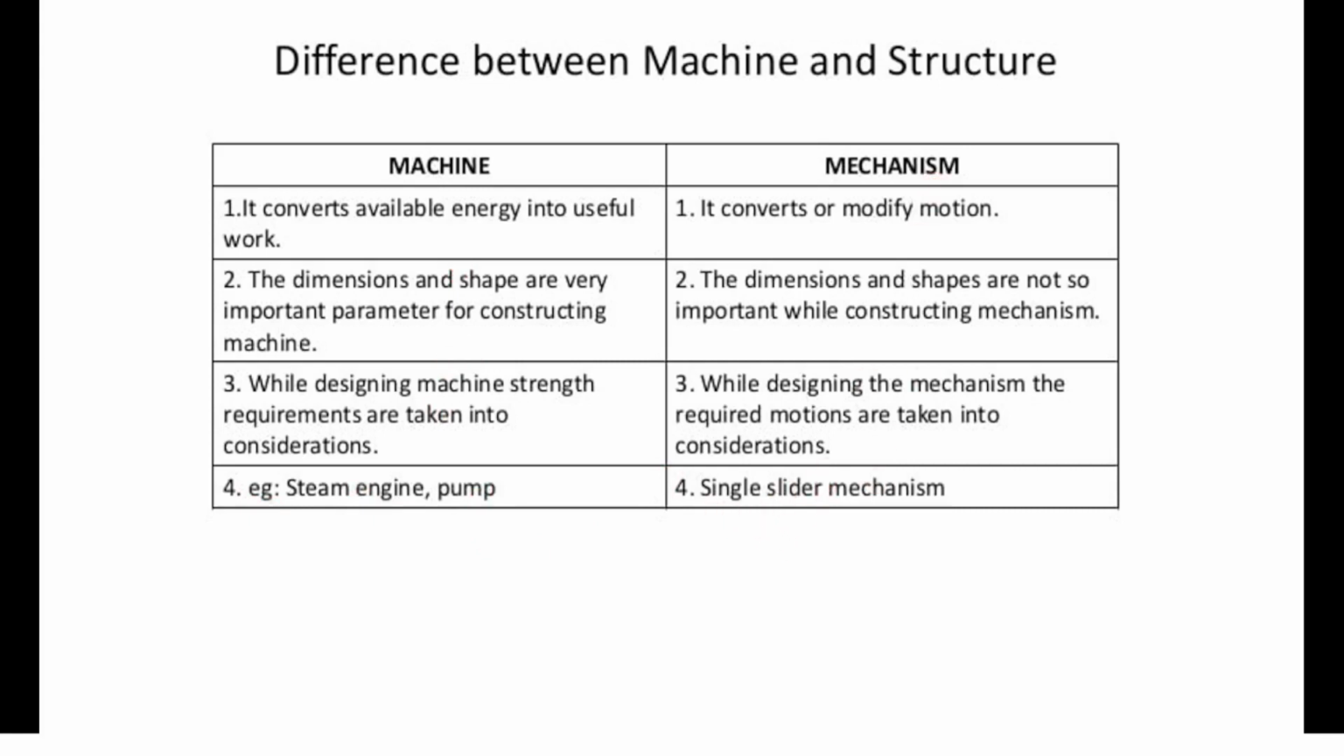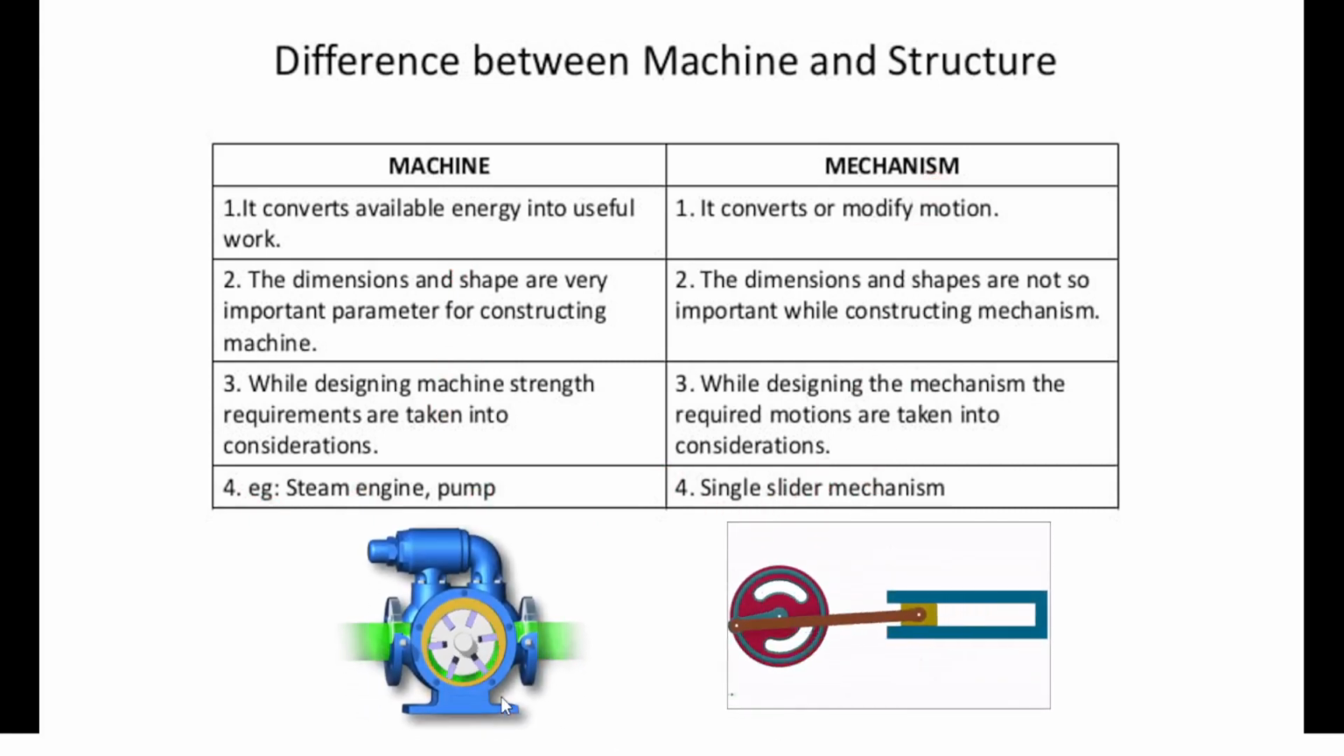The best examples for a machine, we can say, are the steam engine and the pump. For a mechanism, it is the single slider mechanism. In this image we can see this is a pump, actually a vane pump. From here there is suction, and from this end it has been partially pressurized and given to wherever the requirement is. Whereas here this is a mechanism where circular motion is converted into reciprocating motion.